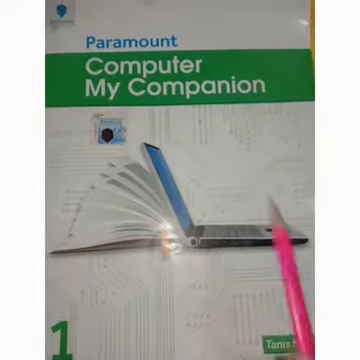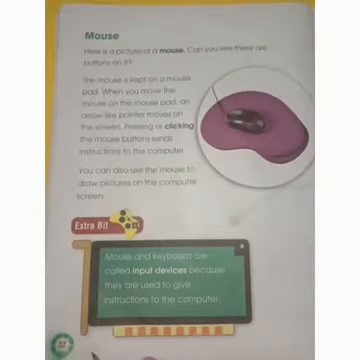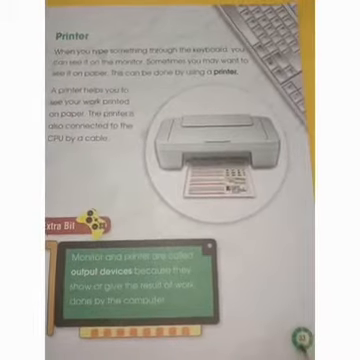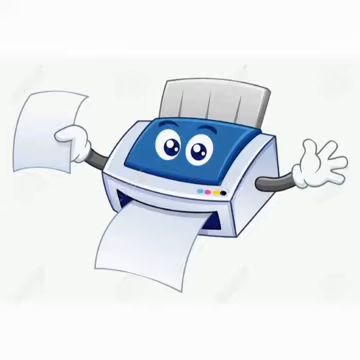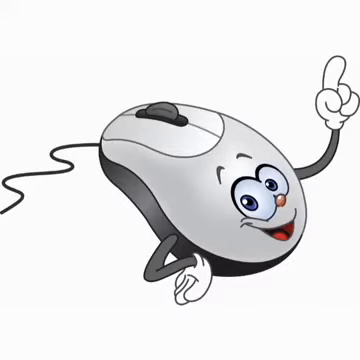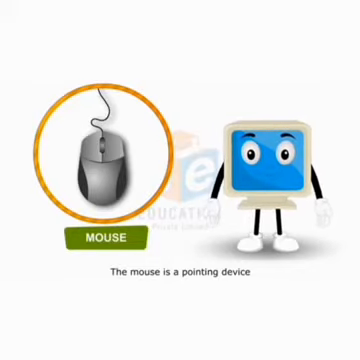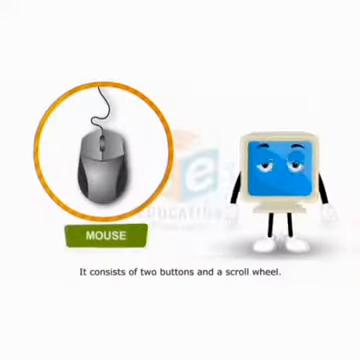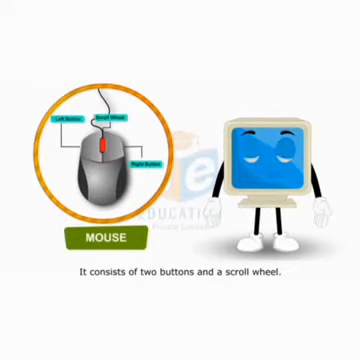Students, here we have our book Computer My Companion, and today we are going to read out page number 32 plus page number 33. Students, today we are going to learn about mouse and printer. Start with the mouse. Mouse is a pointing device that allows you to point and click anywhere on the monitor screen. It consists of two buttons and a scroll wheel.